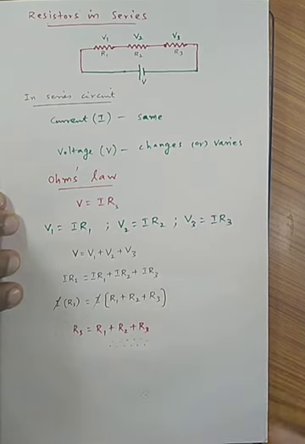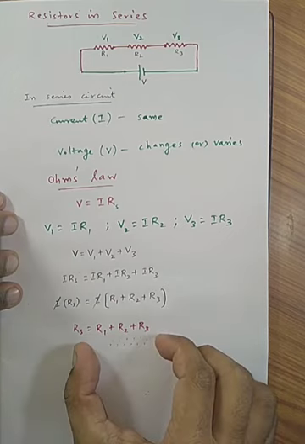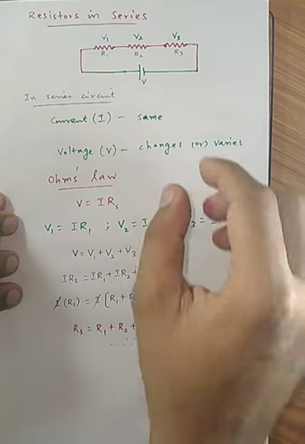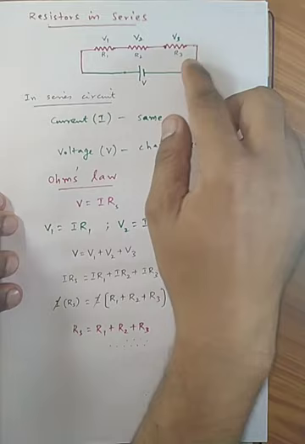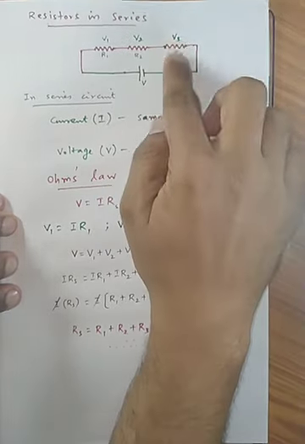This is the final equation which gives the total resistance of a circuit in which three resistors are connected in series.